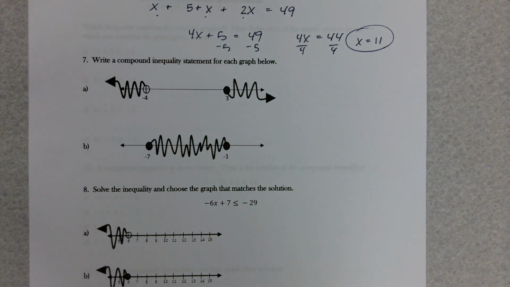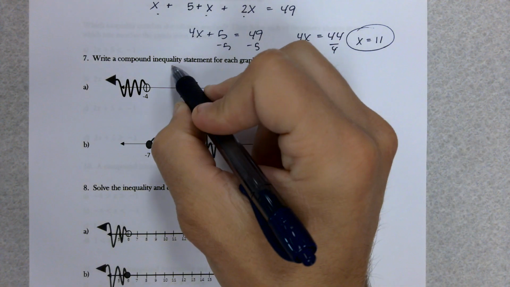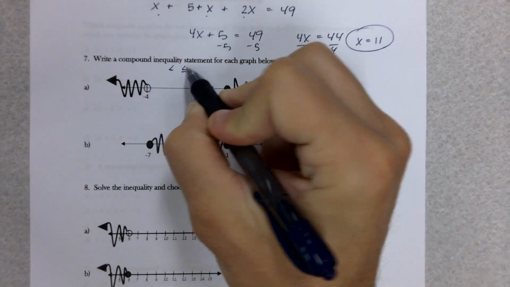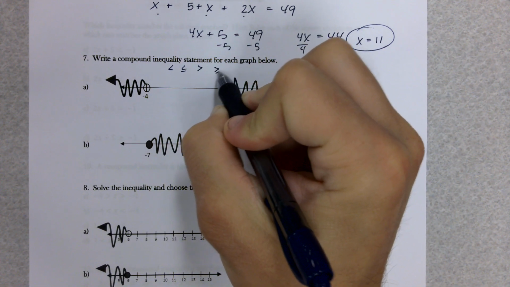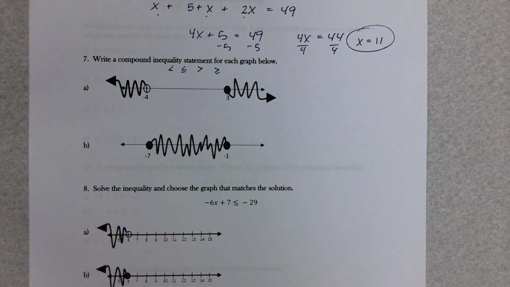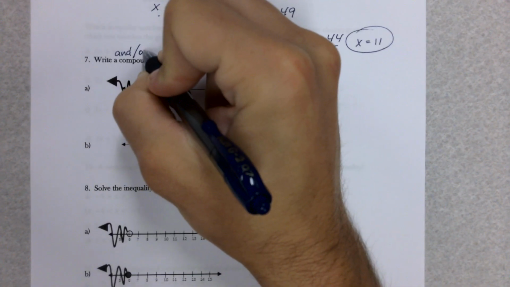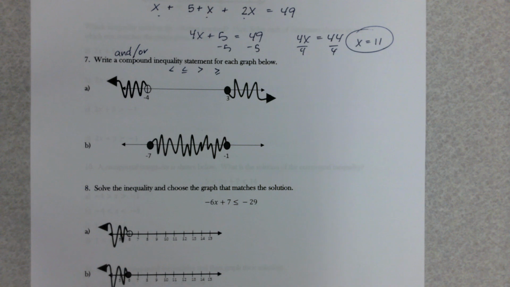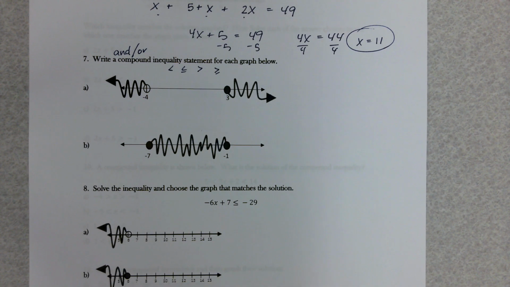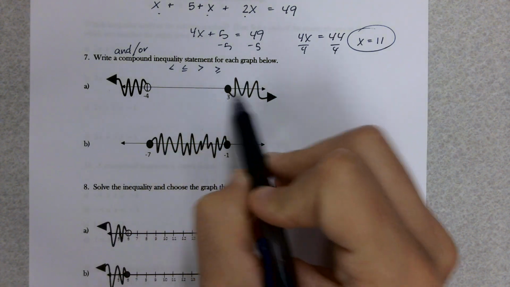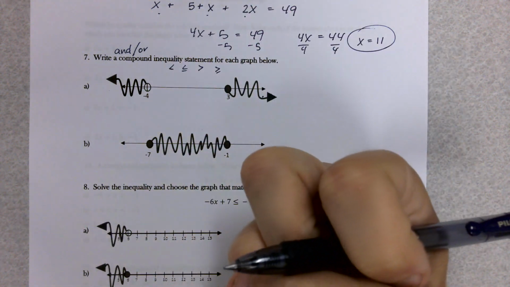So number 7, write an inequality statement for each graph below. Remember, inequality statement: less than or equal to, greater than or equal to. You might have to use the words "and" or "or" for a compound inequality, right? These arrows are shading in opposite directions. There's no way I can say that nicely all at once.